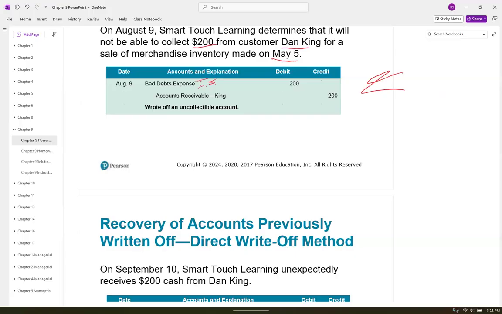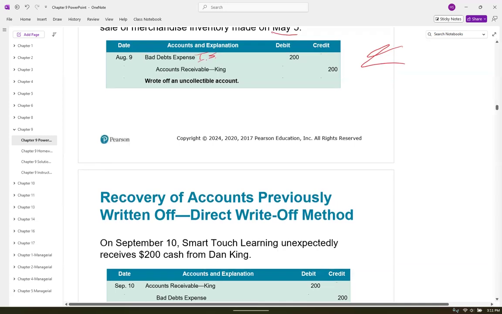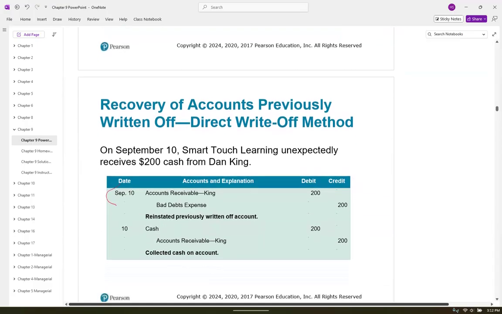So the first thing we're going to do is reinstate the account. I have both entries up here. Notice that reinstatement of the account is just a reversal of the write off. You can see just an exact reversal. That will be the same every single time, no matter which method we are using. Then we're going to take their cash. We're going to debit the cash and then credit the receivable.